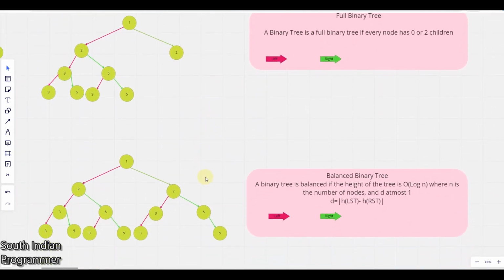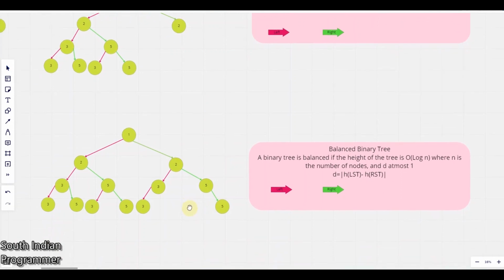Okay, the next is balanced binary trees. We can formally state that a binary tree is balanced if the height of the tree is O(log n), where n is the number of nodes, and d is at most 1. What this statement means is I have a node with left and right subtrees. The heights of these left and right subtrees should differ by at most 1. Then it is called a balanced binary tree.